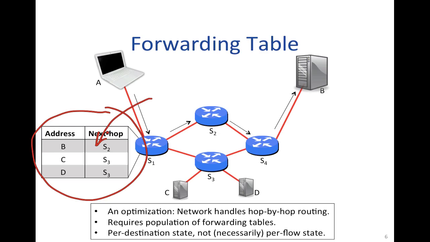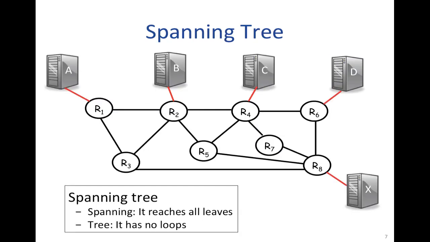We have per destination state in the network because for each of the destinations, we're going to have a next hop address populated in the table. Although we don't necessarily have to have per flow state. Any flows in the network that are heading towards the same destination can all use the same entries.